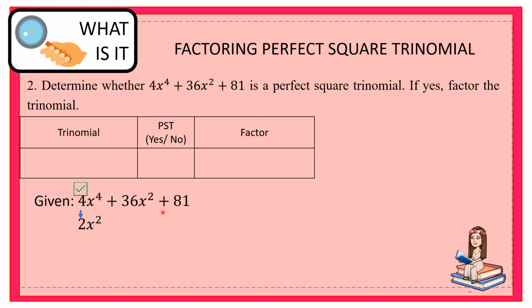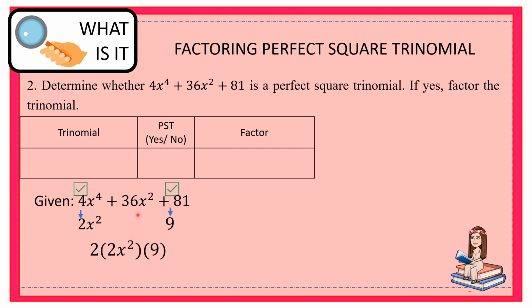Positive ba? Yes. Perfect square ba? Yes. What is the square root? 9 times 9 is 81. Therefore, the square root of 81 is 9. Okay. Now, third step. Always 2 times the first square root times the second square root. 2 times 2 is 4. 4 times 9 is 36. Times x squared is 36x squared.